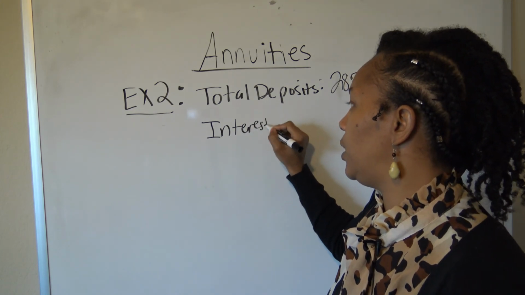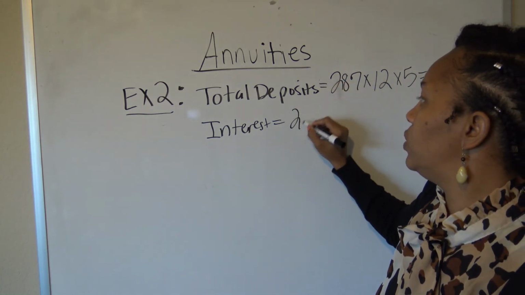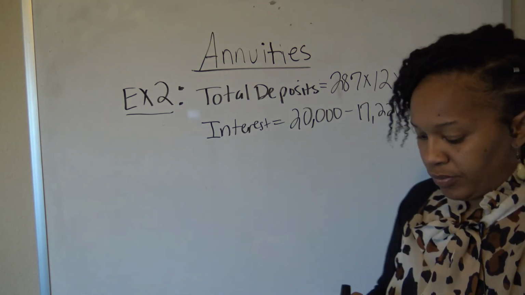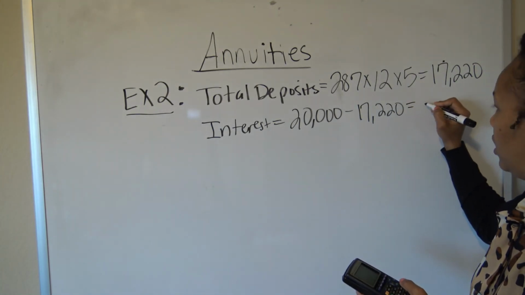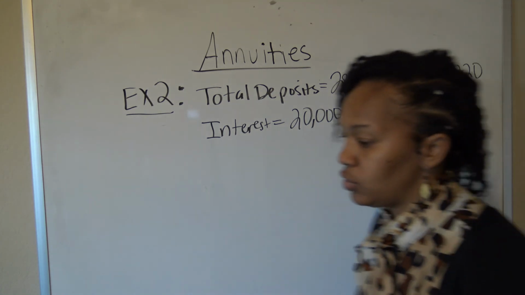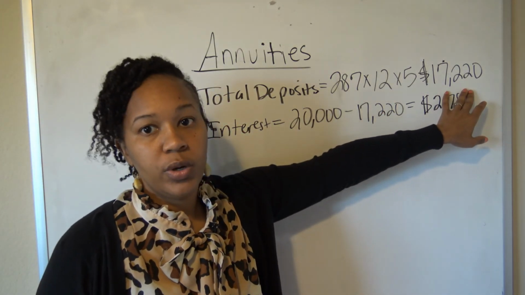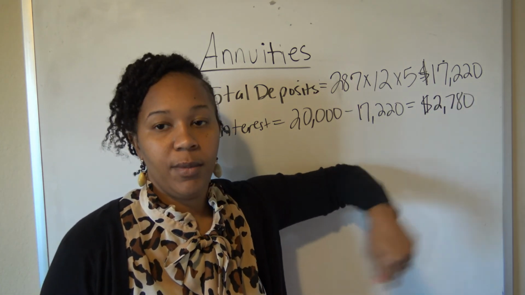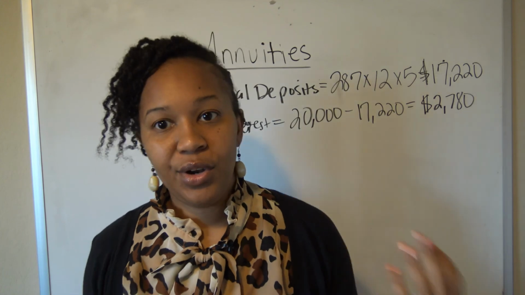And then the interest would be the 20,000 minus that 17,220. So if you subtract 20,000 minus 17,220, you get 2,780. All right, so that lets you know that of the $20,000 that you'll have at the end of the 5 years, 17,220 of it came from money that you actually put in, and 2,780 of it came from interest from sitting in the account.